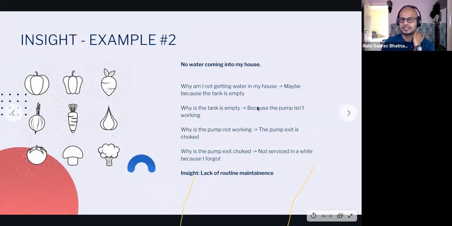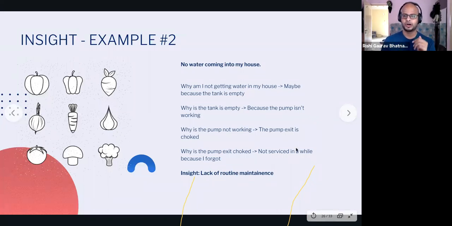So the root cause analysis of why water is not coming into my house can stop at the pump exit is choked. But the insight is going to be a step further, saying why is the pump choked? Then you go deeper to figure out that the pump is choked because you have not serviced your pump in a long time. So what's the human insight there? Which is a little bit more philosophical in nature. There has been a lack of routine maintenance because of which the pump is choked, because of which there is no water coming to my house.